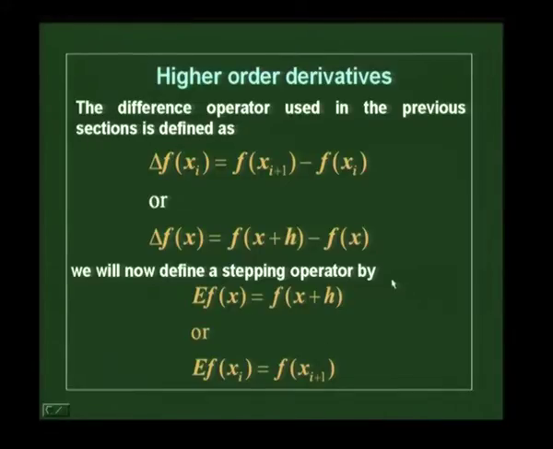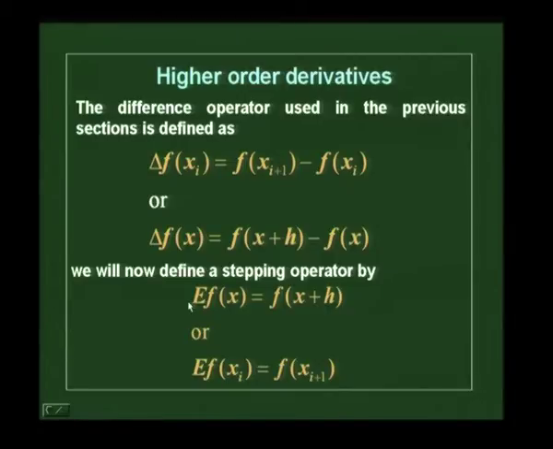Higher order derivatives can be obtained in the following form, that we just write down a general operator for finding the derivatives. So, by constructing these variables, this E and delta. Delta we know is just f of x_i plus 1 minus f of x_i, from the difference table we just saw. And then we have what is called a stepping operator E, which takes the function f of x and gives a value at f of x plus h. Let us assume that there is a stepping operator E.